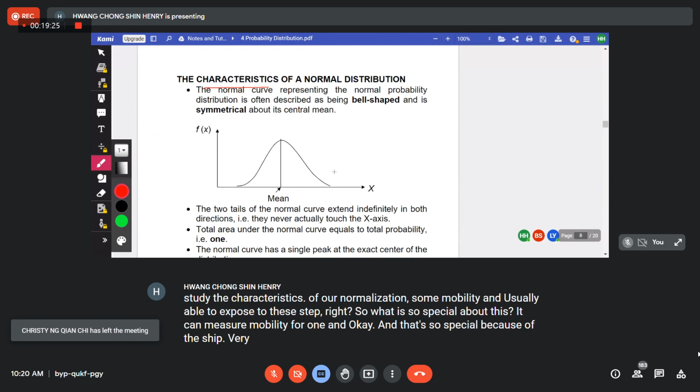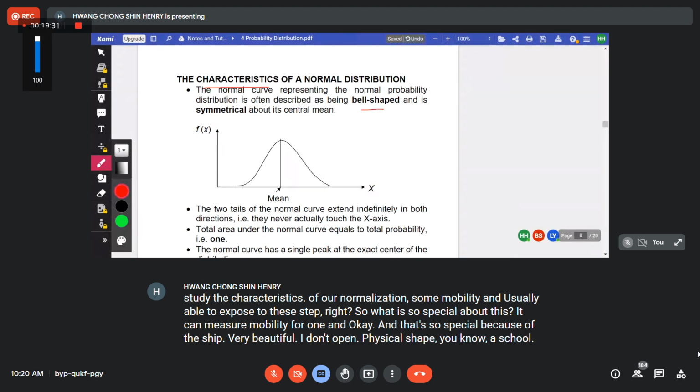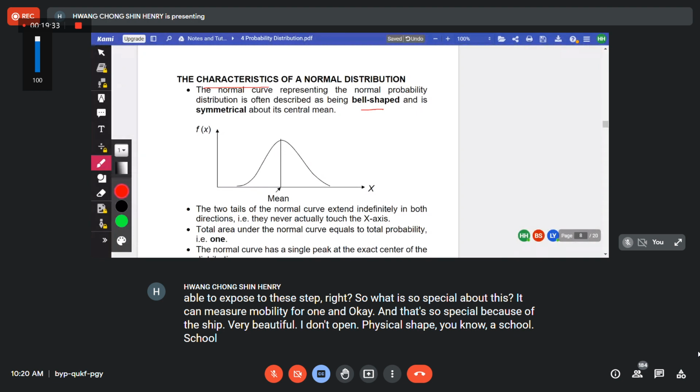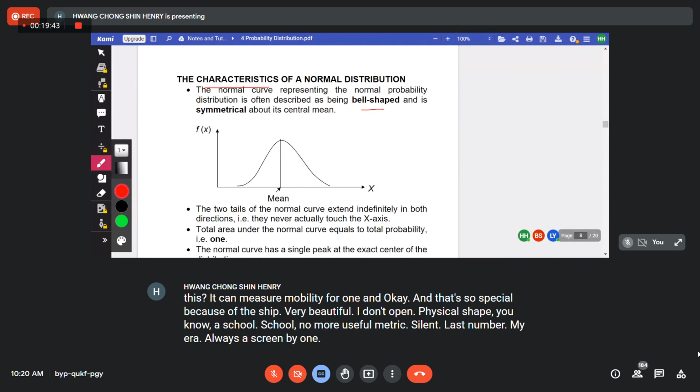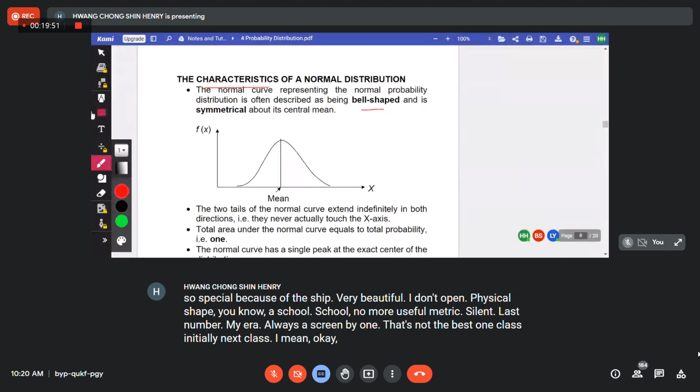Very beautiful, like a mountain. They call it bell shape. In our school a bell would ring, but now no more school bell, they use electric bikes, silent. Last time, there was always the ice cream bell. As soon as one class finished, the next class was coming. So it's the shape of a bell, right?